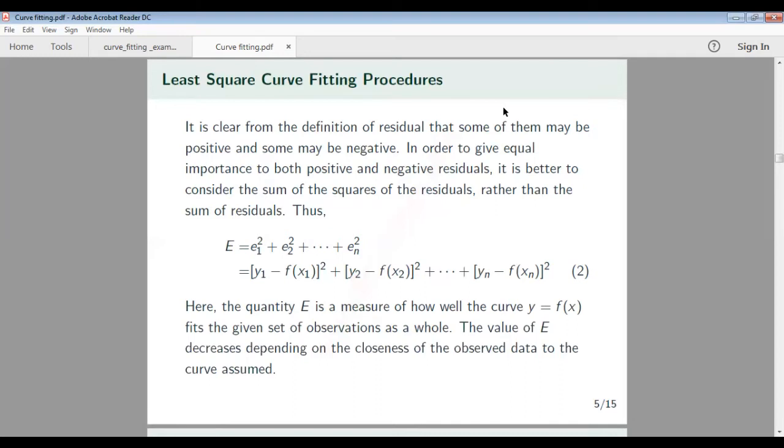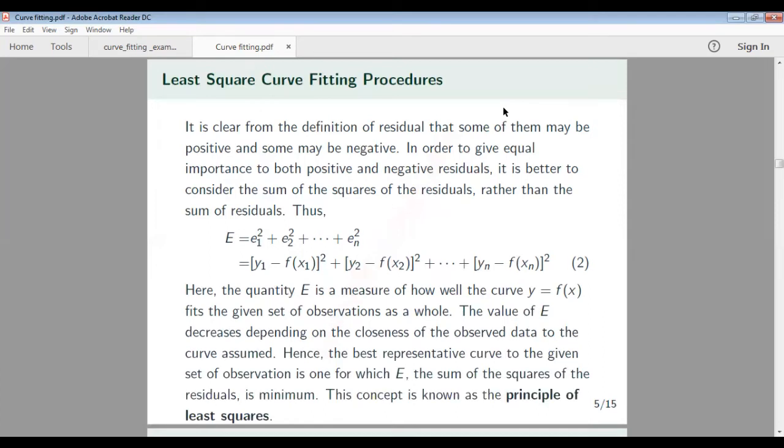The value of E decreases depending on the closeness of the observed data to the curve assumed. Hence, the best representative curve to the given set of observations is the one for which E, which is the sum of squares of the residuals, is a minimum. That's what we have discussed just now. And this concept is called the principle of least square. So the aim of the least square curve fitting procedure is to make the sum of the squares of the residuals a minimum.